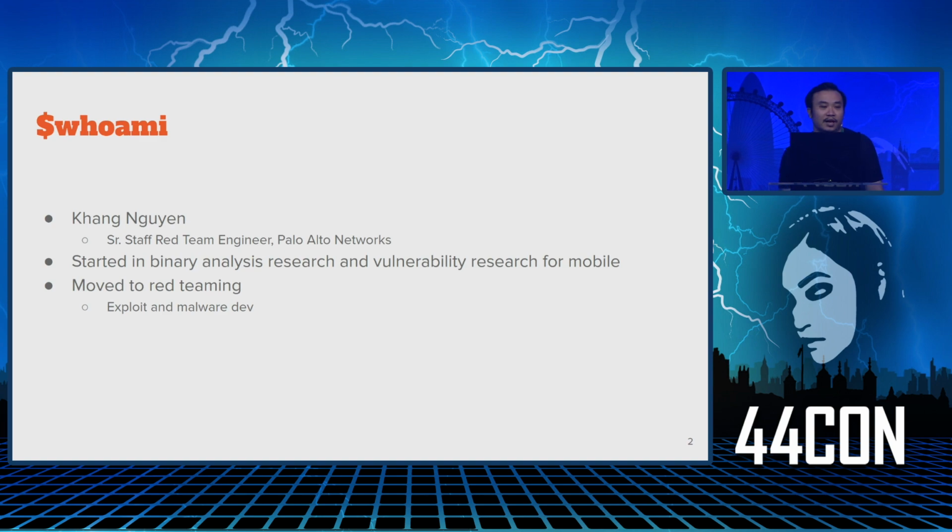So my name is Khang. I'm a Red Team engineer at Palo Alto Networks. I started in the industry doing binary analysis and vulnerability research in the mobile space. And then I moved over to red teaming, focusing on malware and exploit dev, because I enjoy seeing my exploit in action.